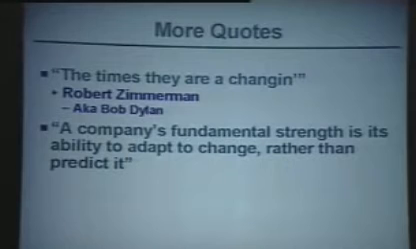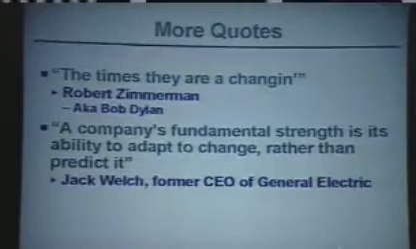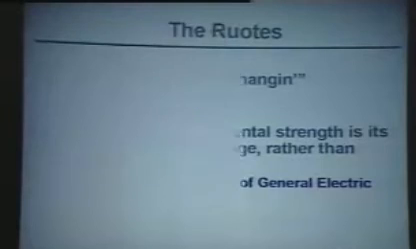A company's fundamental strength is its ability to adapt to change rather than predict it. Now, I'm not going to make you guess who this was. It was Jack Welch, former CEO of General Electric. And it really doesn't matter if you can't predict where you're going, but you're going to have to adapt to it. It's like the NIH. We couldn't have predicted back in the late 70s where we are today. We couldn't have predicted the budget. We couldn't have predicted the technology. We probably couldn't have predicted anything. But it's here, and we have to adapt to it. And ERA is part of that adaptation process.